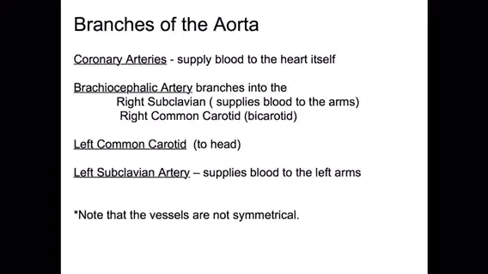Now, if we look at the branches of the aorta, you can see that there are all these arteries coming off of it. So what are those? Branches of the aorta. There's the coronary arteries, and that supplies blood to the heart itself. Because remember, the heart is a muscle, so it needs blood too.